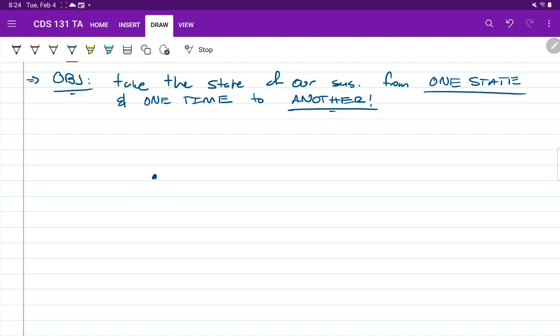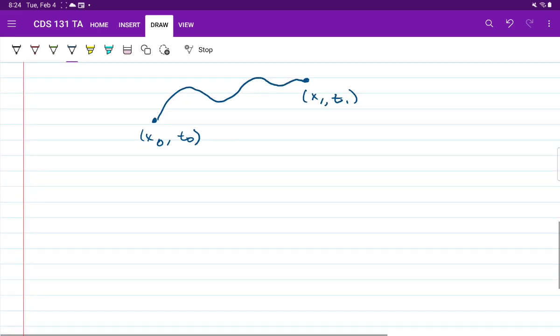Let's say I'm designing a robot system. Let's say I start at this state. This is x0, at time t0. Then I want to get to another state, x1 at time t1. If I'm able to draw a path between those, then that means I have good control authority over my system. And this is really the fundamental idea of controllability.